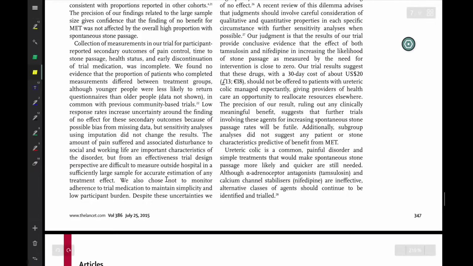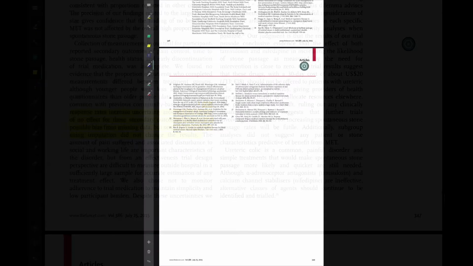And what they say is, the low response rates increase uncertainty around the finding of no effect for these secondary outcomes because of possible bias from missing data, but sensitivity analyses using imputation did not change the results. So they did do a sensitivity analysis and state that it didn't change their results. So it's now a judgment call whether you still think it's a high risk of bias or whether you would perhaps accept the results of that sensitivity analysis and not downgrade at all for risk of bias, even in the secondary outcomes. And that is a bit of a judgment call. And so you get the idea.